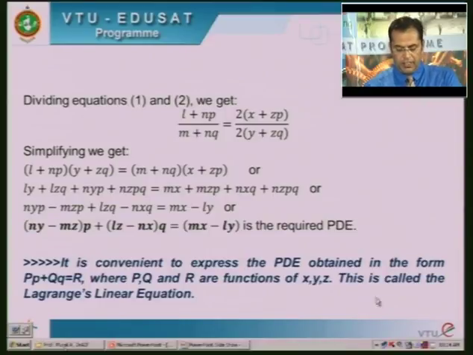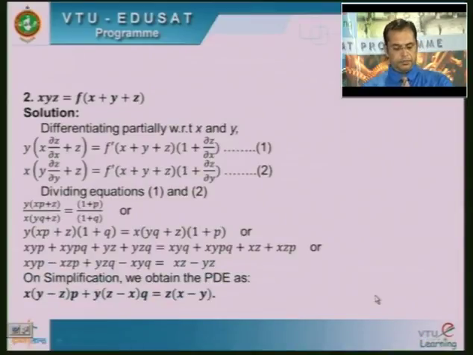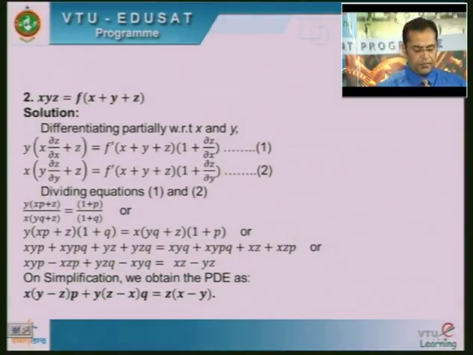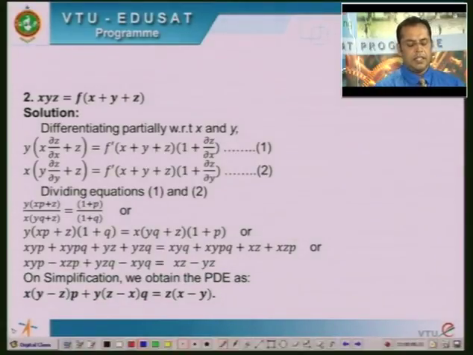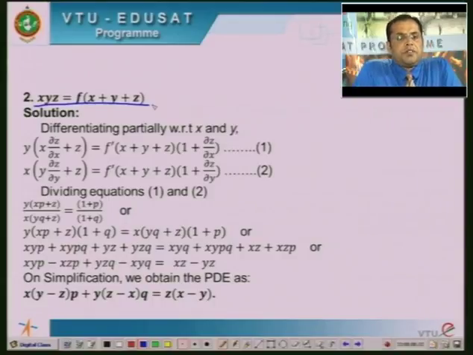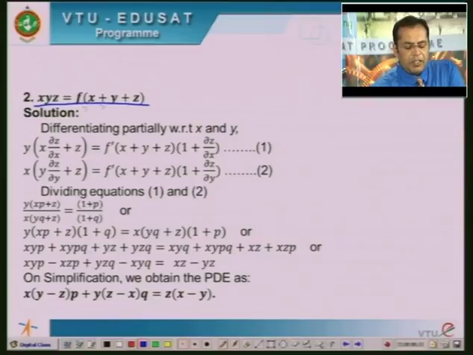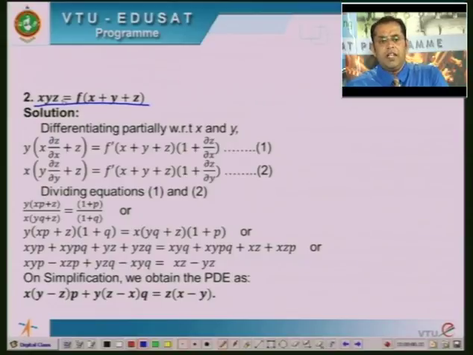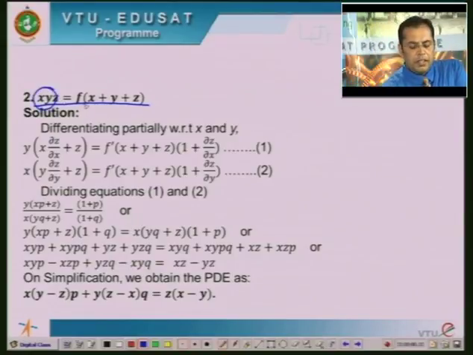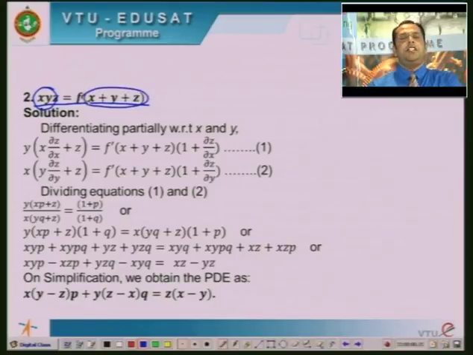Now, friends, we will go to the next example. Eliminate the function f from the relation xyz equal to f of (x plus y plus z). Now, the method remains the same. Differentiate, because there is one function f to be eliminated, again it is a PDE of order 1. So, differentiate these expressions partially with respect to x and y.